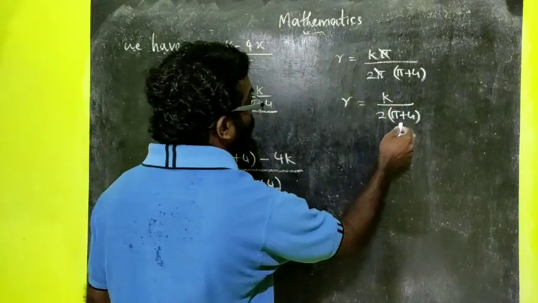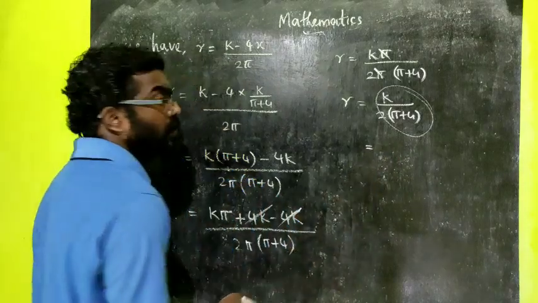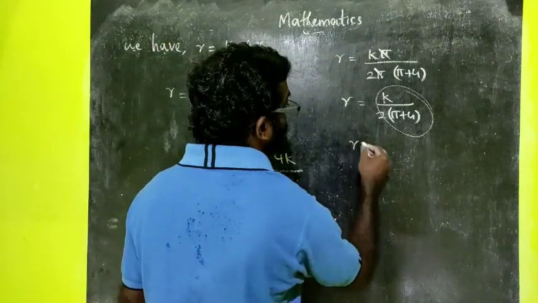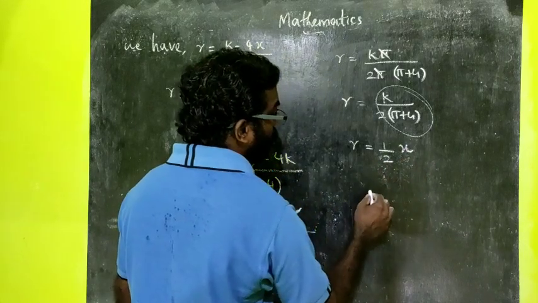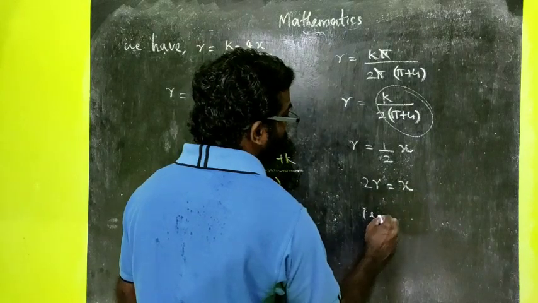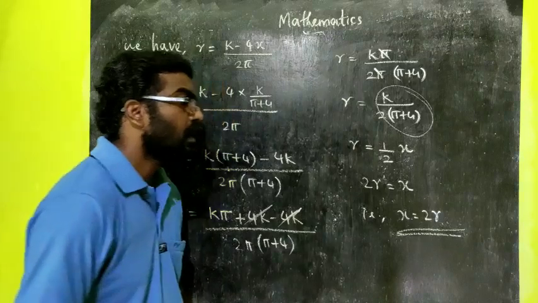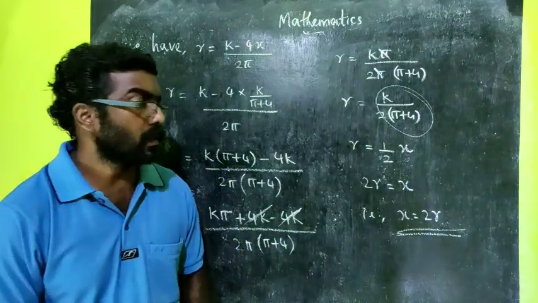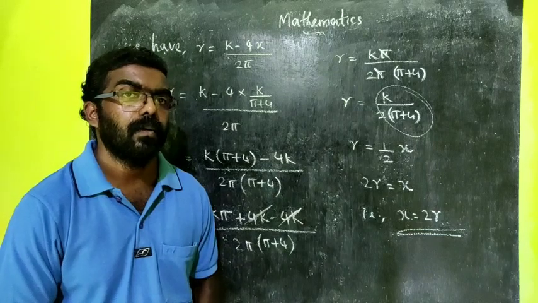Okay. And what is k by pi plus 4? K by pi plus 4 is x. So r is equal to 1 by 2 x. Or we can cross multiply this one. 2r is equal to x. That is x is equal to 2r. X equal to 2r means the side of the square is 2 times the radius. That we have to prove.